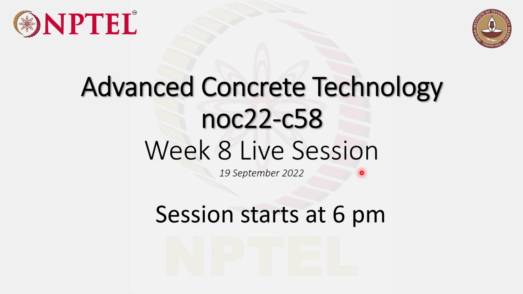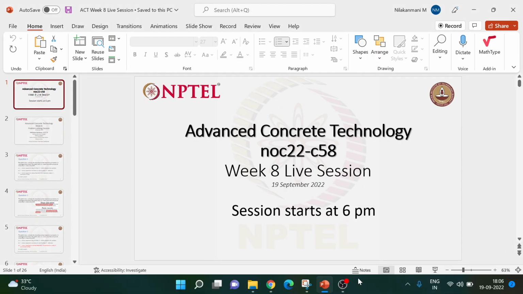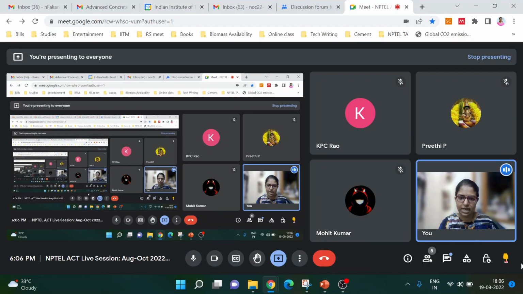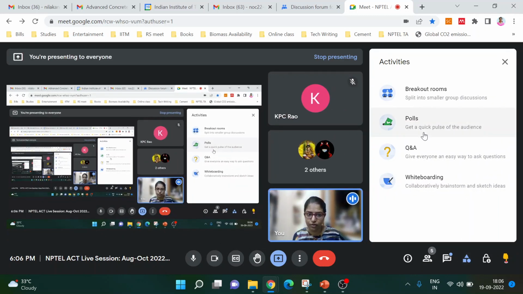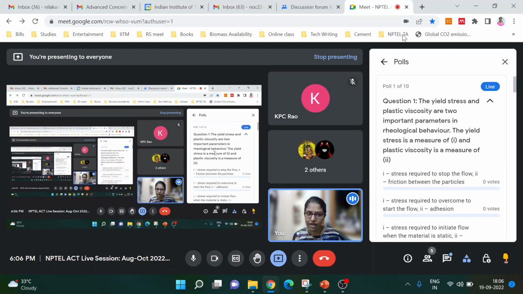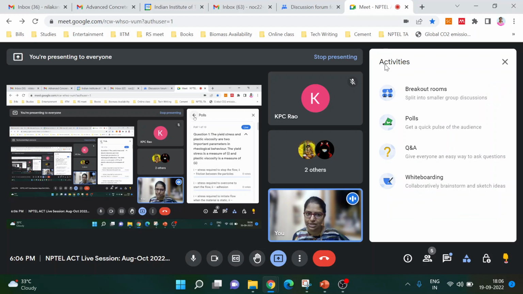To the people who have joined newly today, let me explain how to give your answers in polls before starting the session. At the bottom right corner of your screen, there are different options. Out of that, you can find a triangle, square and a circle together called activities. If you click that, you can find 4 different options. Out of it, if you click polls, you can find the questions launched. You can give the answers once we discuss the question.